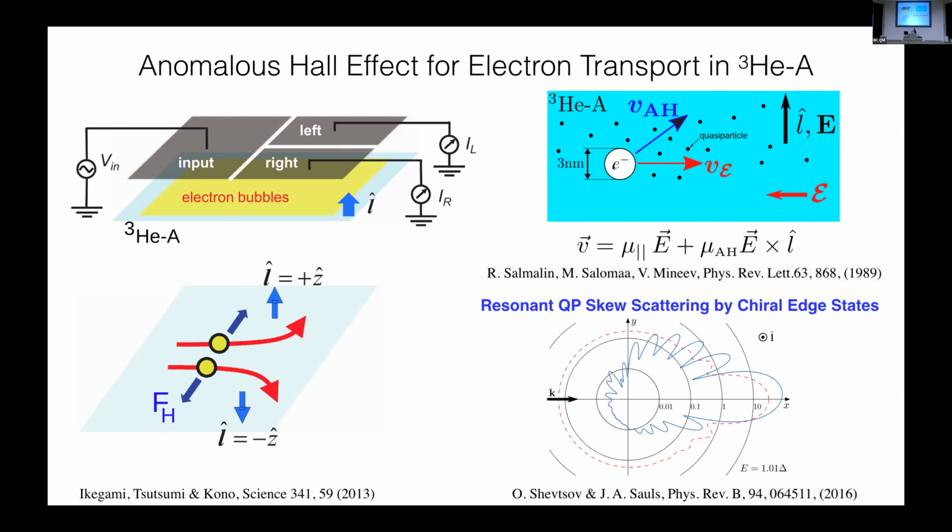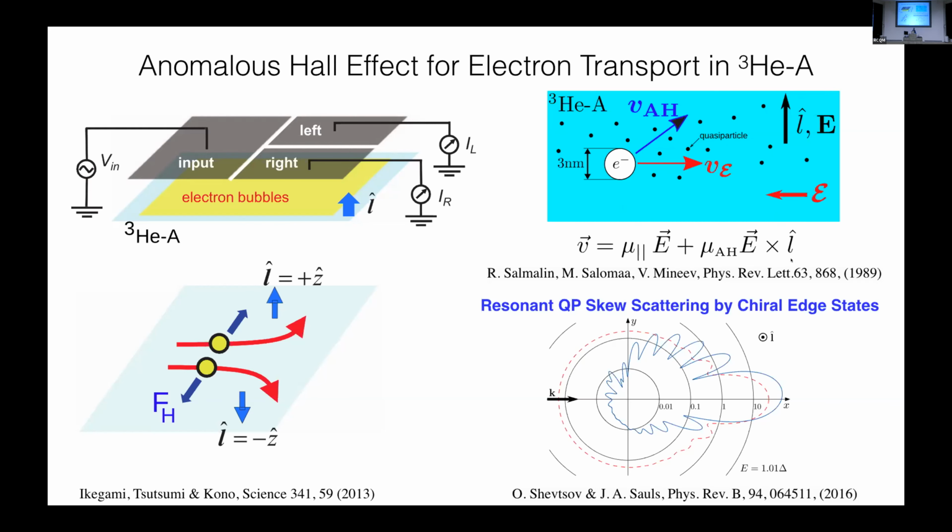The basic mechanism is we're pushing the electron bubble through a gas of these Bogoliubov quasi-particles in A phase. And when they scatter, they produce a transverse force in a perpendicular direction that is allowed by chiral symmetry. And it was Volodia Mineyev that made this observation of this allowed anomalous Hall transport term.